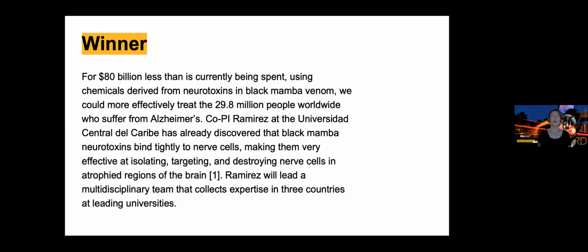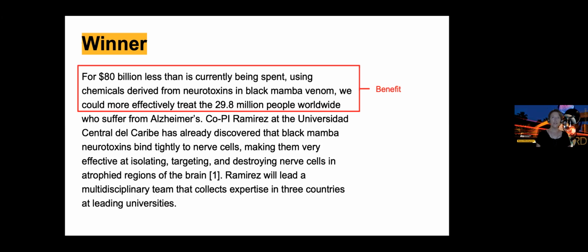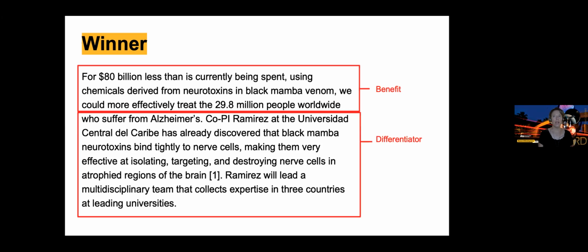Then I'm gonna tell you about my people. Ramirez at my partner institution, he's already discovered that black mamba neurotoxins bind tightly, making them very effective at this. And here's my point of evidence. Reference 1. Ramirez will lead this multidisciplinary team because we have all this expertise, right? So all of a sudden we have our benefit up top, somebody's perked up, and we tell them we're the only ones who can do this. And then here's the evidence.